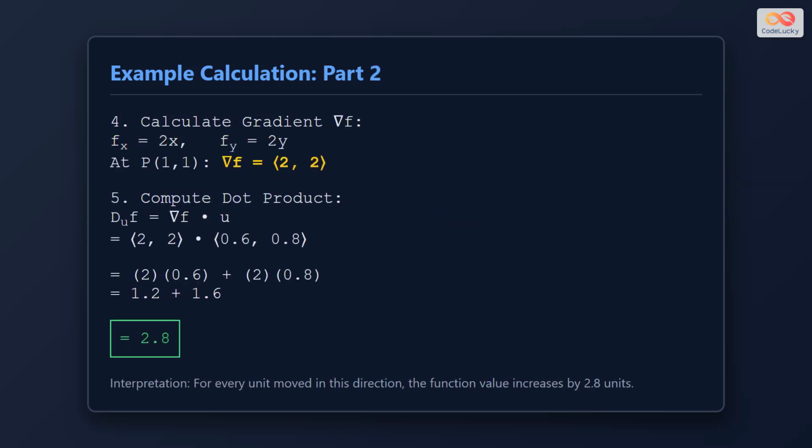Next, we find the gradient. The partial derivative with respect to x is 2x. The partial with respect to y is 2y. At our point (1, 1), the gradient becomes the vector (2, 2). Finally, we take the dot product of the gradient (2, 2) with our unit vector (0.6, 0.8). This gives us 2 times 0.6 plus 2 times 0.8, resulting in a rate of change of 2.8.